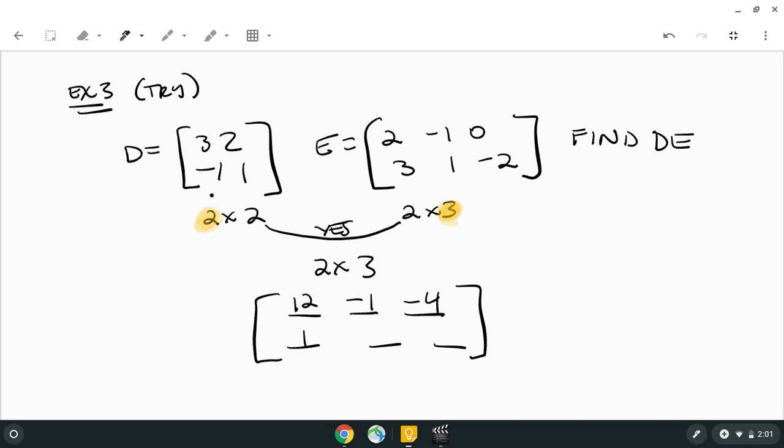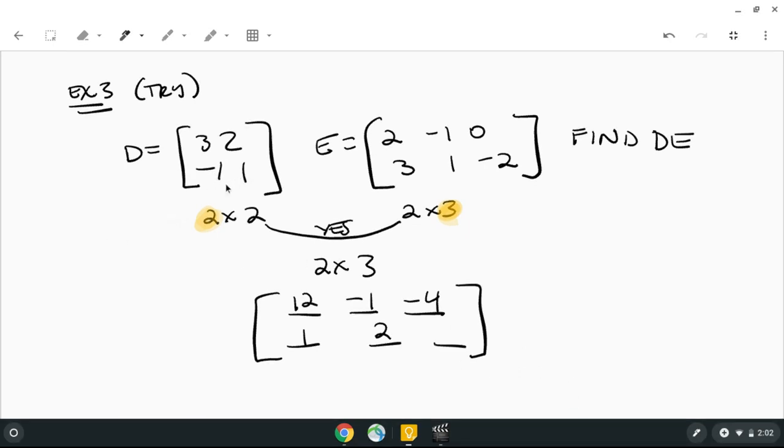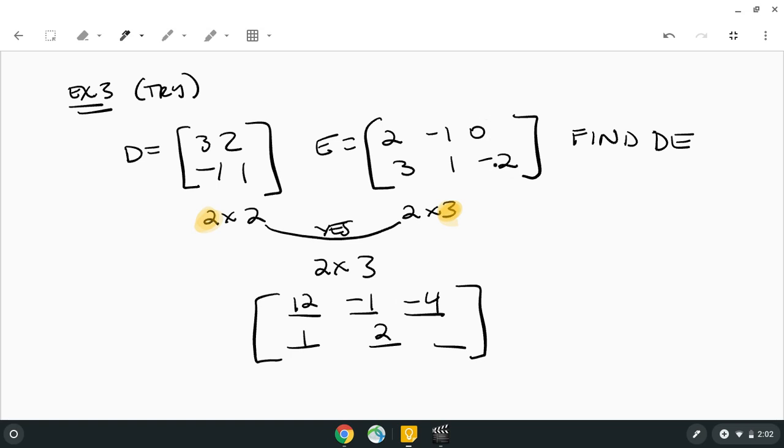Next column. Negative 1 times negative 1 is 1. 1 times 1 is 1. So we get 2. Third column. So I'm still using negative 1, 1, but I'm going to use it with this third column. Negative 1 times 0 is 0. 1 times negative 2 is negative 2. 0 and negative 2 is negative 2. Okay, so that's how you do your matrix multiplication.